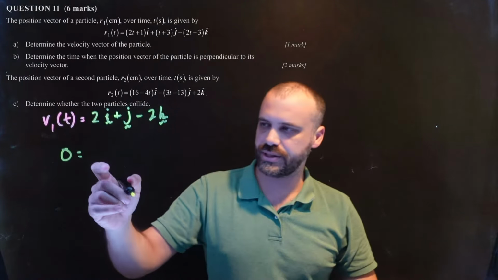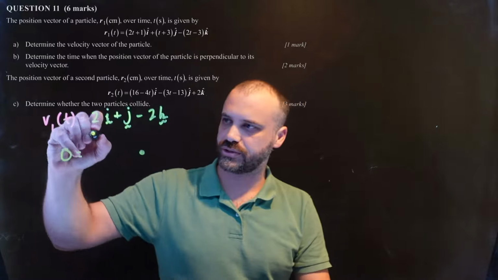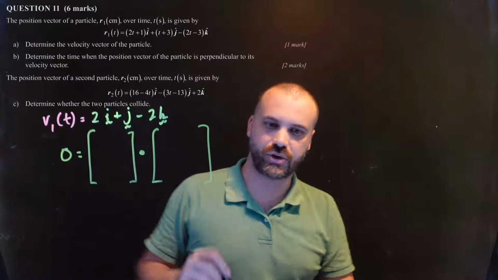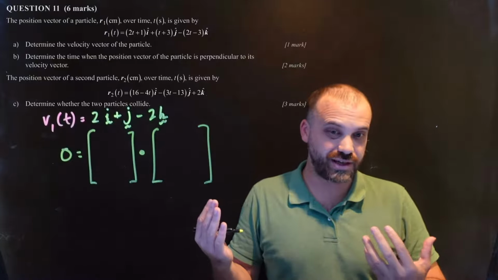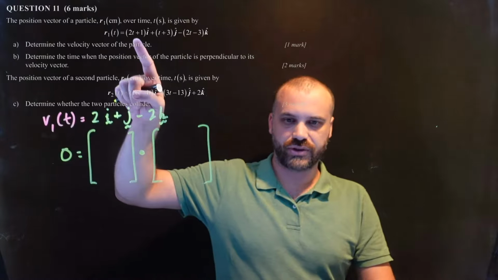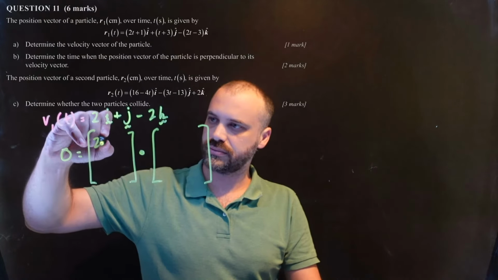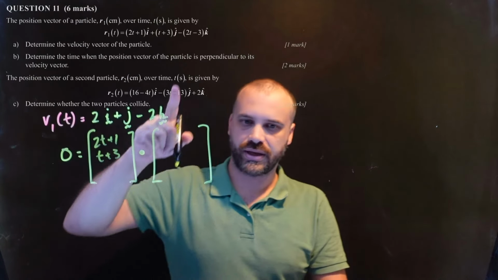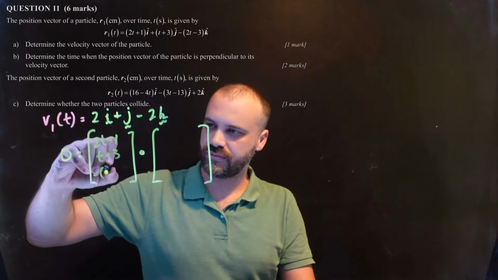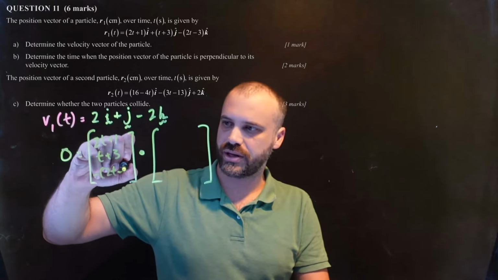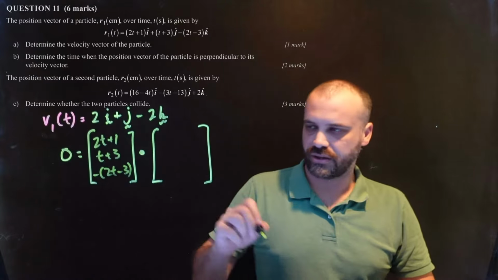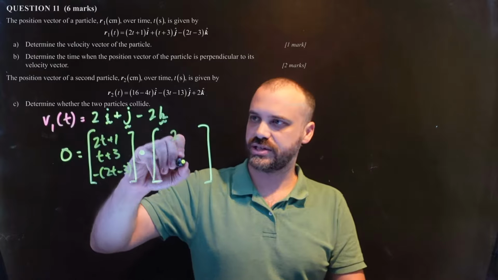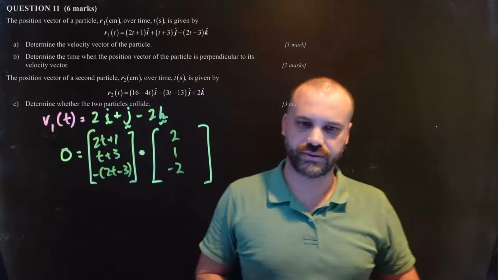All right, so let's figure out a way to show that. So 0 is going to be equal to the dot product of, and I'm going to write these vector equations in column form because I find that easier to do the dot product. All right, so we've got 2t plus 1, t plus 3. And then be careful here, we've got negative 2t minus 3. And then here, this is where I'm going to do my velocity vector, and that's the one I just found. Much easier. 2, 1, negative 2.